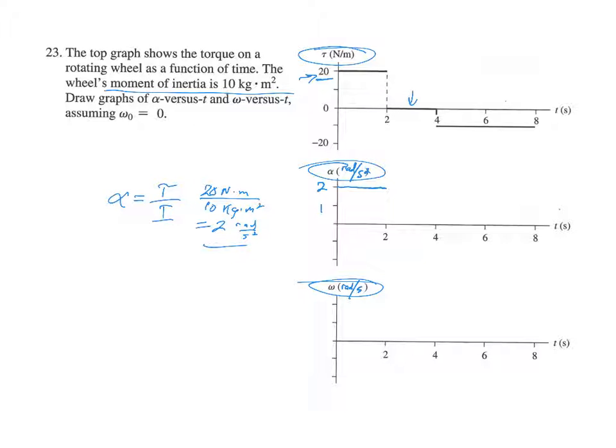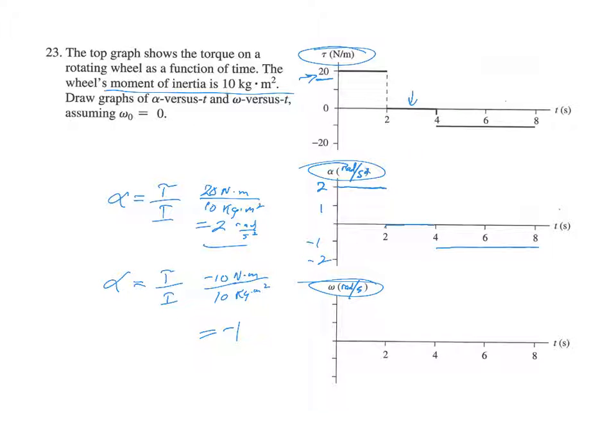Now I'm going to look at part 2. There was 0 torque. 0 torque equals 0 acceleration. And now I have negative 10. So acceleration equals torque over moment of inertia. Torque was negative 10 Newton times meter. And my moment of inertia is still 10. That equals negative 1. Negative 1 would be there. So from 4 to 6 seconds, I would have negative 1.